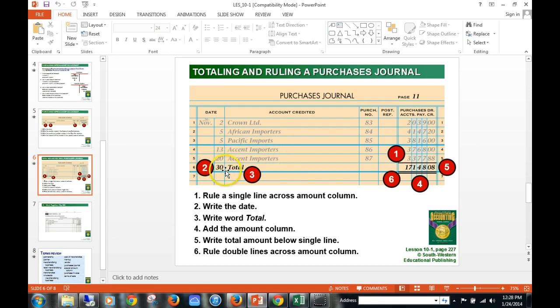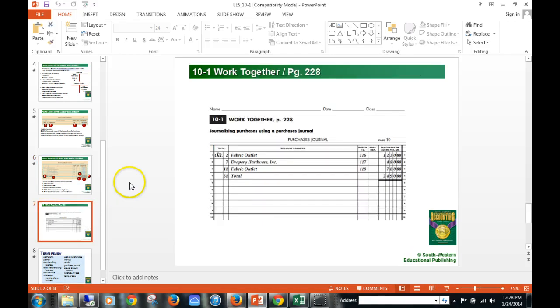At the end of the month, we're going to total this. Of course, we're going to always include the single rule line here, which indicates that we need to add these amounts. We're going to put our total amount, and we're going to double rule at the bottom, just like we've done in the past under general journals. Okay, as we do the work together on page 228.